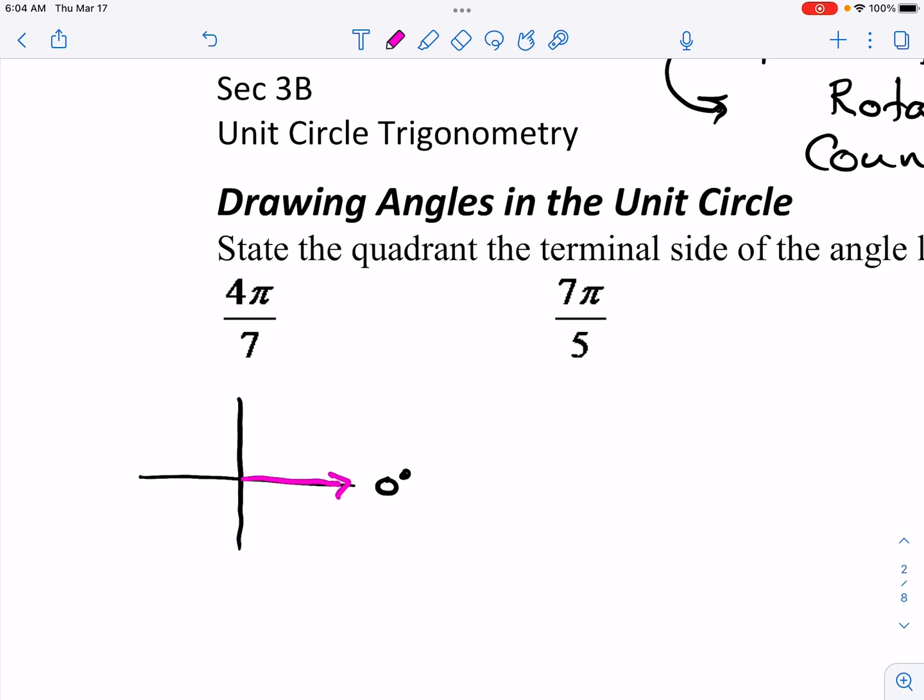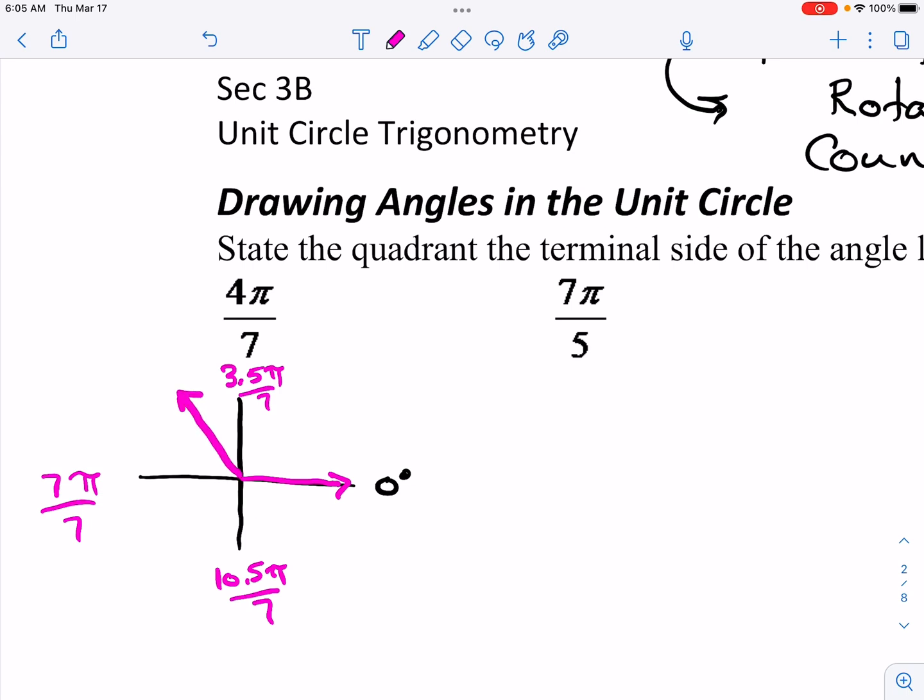If we go halfway around the circle, that's pi radians. But in order to have a common denominator of 7, we're going to put 7 pi over 7. Halfway to pi would be half of that, or 3.5 pi sevenths. 3/4 of the way around would be 10.5 pi sevenths. 4 pi sevenths has got to be just a little more than 3.5.